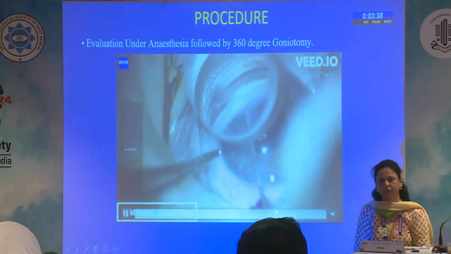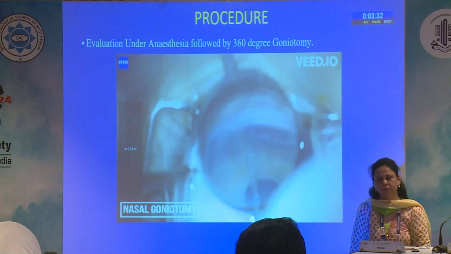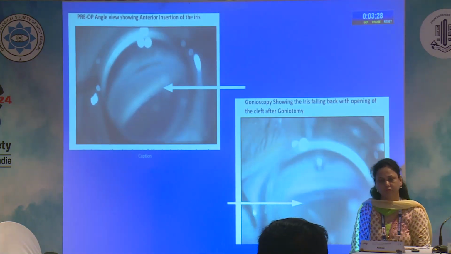And following that, irrigation aspiration is done, and thus we complete the 360 degree goniotomy. Next, we can see the gonioscopic view of the angle pre and post-op. In the pre-op, we can see that there is anterior insertion of iris, and after goniotomy, the iris can be seen falling back with the opening up of the cleft.